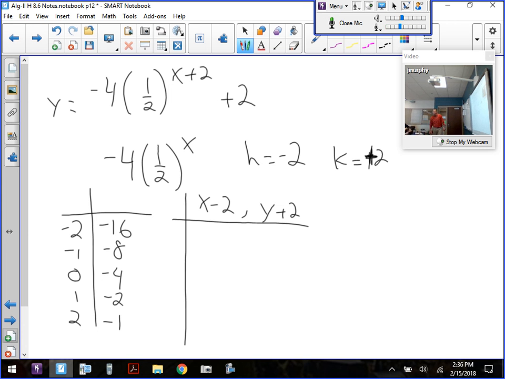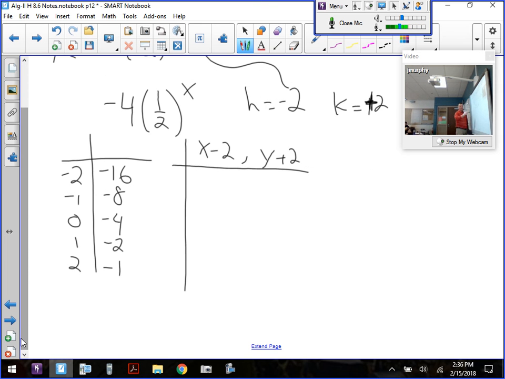How do I get what? H? H, remember, it's always x minus h. So that means this has to be -2. So now all I have to do is take, well, what's -2 minus 2? Well, it's -4, -3, -2, -1, and 0. And then my other ordered pairs is just add 2. -14, -6, -2, 0, and 1. That's all you have to do for these graphs. I mean, literally, that's all it is. It's nothing.